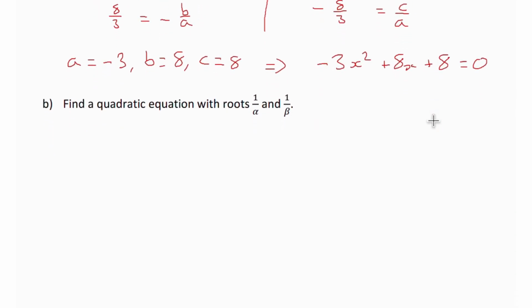Now let's do a similar thing for this next one. This time it's 1 over alpha and 1 over beta. So the roots are 1 over alpha and 1 over beta, so we know that 1 over alpha plus 1 over beta has to be equal to minus b over a for our new quadratic. Simplifying this is alpha plus beta over alpha beta is equal to minus b over a. And alpha plus beta we saw was 4/3, and alpha beta is minus 2/3.